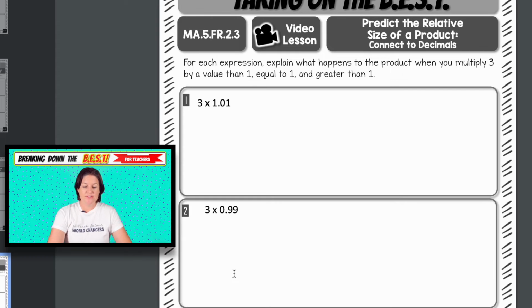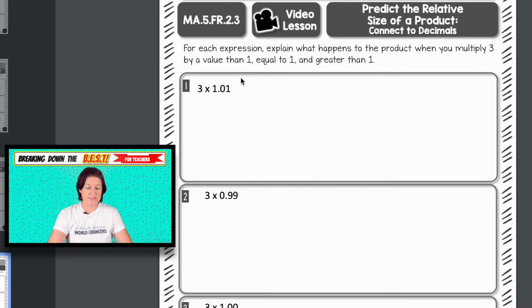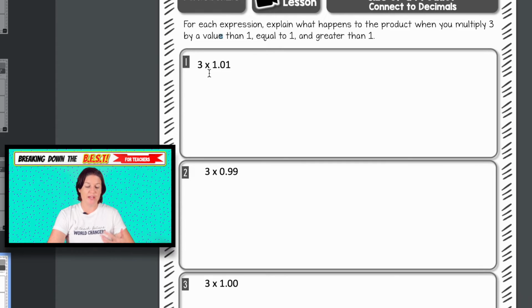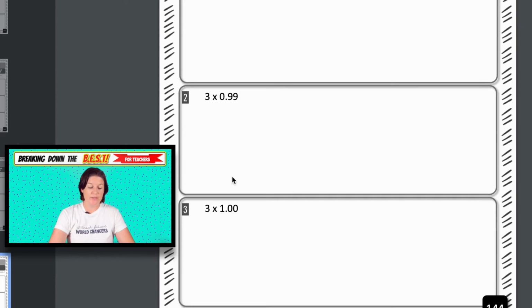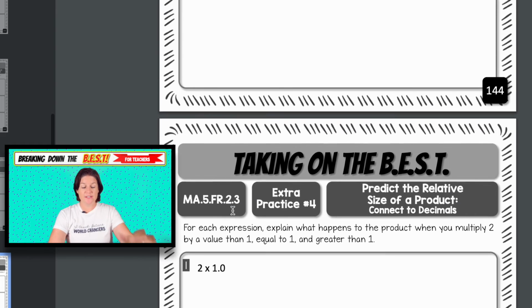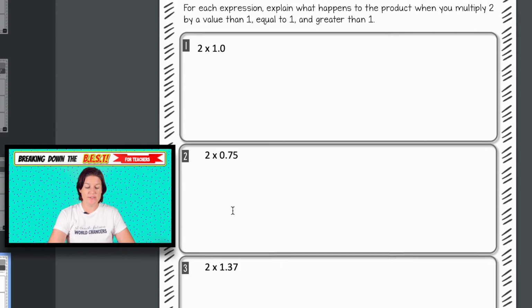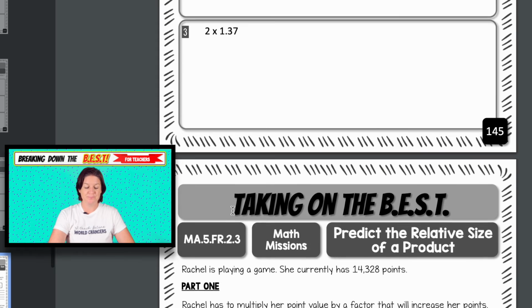Then we have the video lesson where we're connecting what we know about predicting the relative size of a product to decimals. We're connecting it. So for this one, it says, for each expression, explain what happens to the product when you multiply 3 by a value less than 1, equal to 1, and greater than 1. So here we have multiplying 3 by a decimal that's greater than 1, multiplying 3 by a decimal that's less than 1, and multiplying 3 by a decimal that is equal to 1. Taking those notes then, now students can go to the extra practice and try this one on their own.